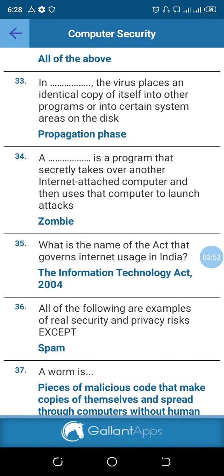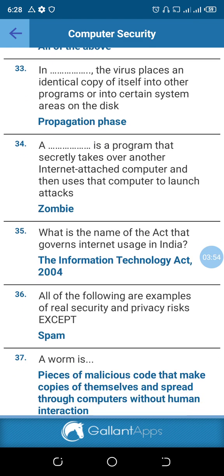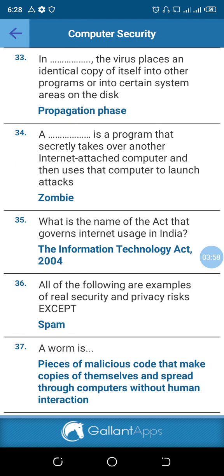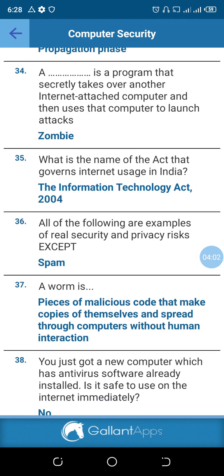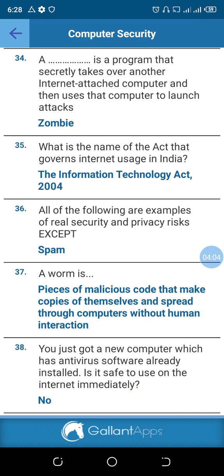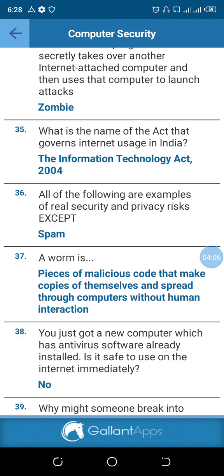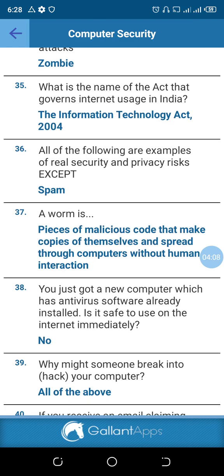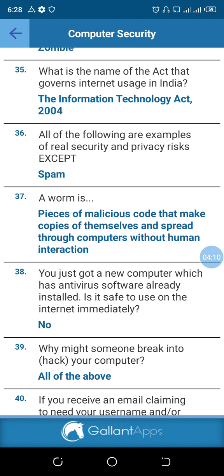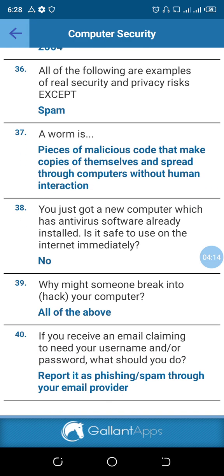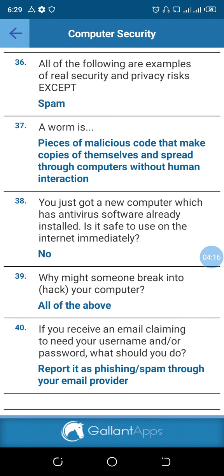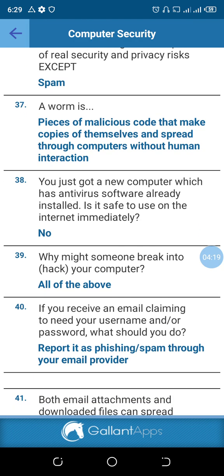In the propagation phase, the virus places an identical copy of itself into other programs or into certain system areas on the disk. A zombie is a program that secretly takes over another internet-attached computer and then uses that computer to launch attacks. What is the name of the act that governs internet usage in India? The Information Technology Act 2004. All of the following are examples of real security and privacy risks except spam.